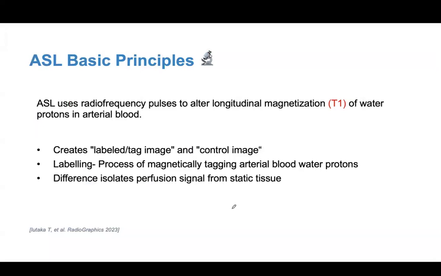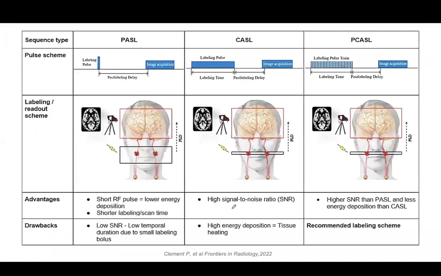So what are the basic principles of ASL? ASL uses radio frequency pulses, and it alters the T1 longitudinal magnetization of the protons in the blood. And it creates two images. One is a labeled image, one is a control image. I have a video to show them both. Labeling is a process by which you are tagging the protons, and the difference between this control image and label image will give you the final perfusion map.